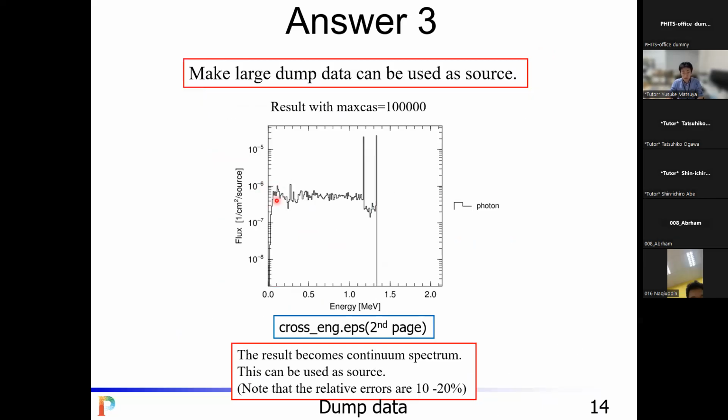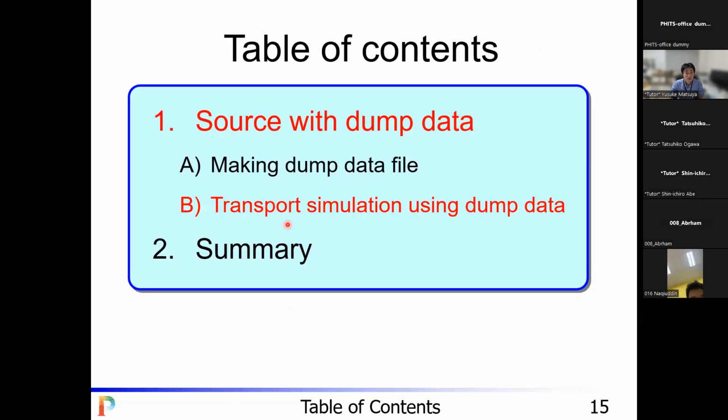Okay, next, let's learn how to do transport simulation using dump data.